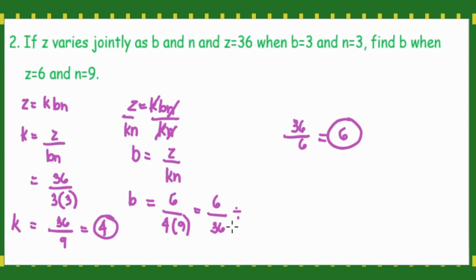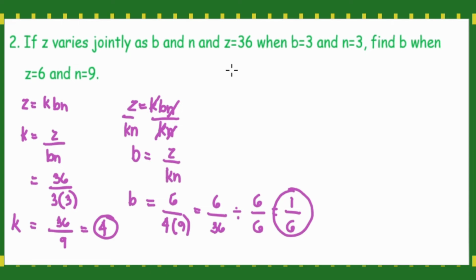So, we will just put it in a lowest term. So, GCF natin is 6. This is the greatest number, greatest common factor of 6 and 36. Pinakamataas na pwede mong i-divide. 6 divided by 6 is equal to 1. And 36 divided by 6 is equal to 6. So, this is the value of b when z is equal to 6 and n is equal to 9. Let's have the alternate solution now.